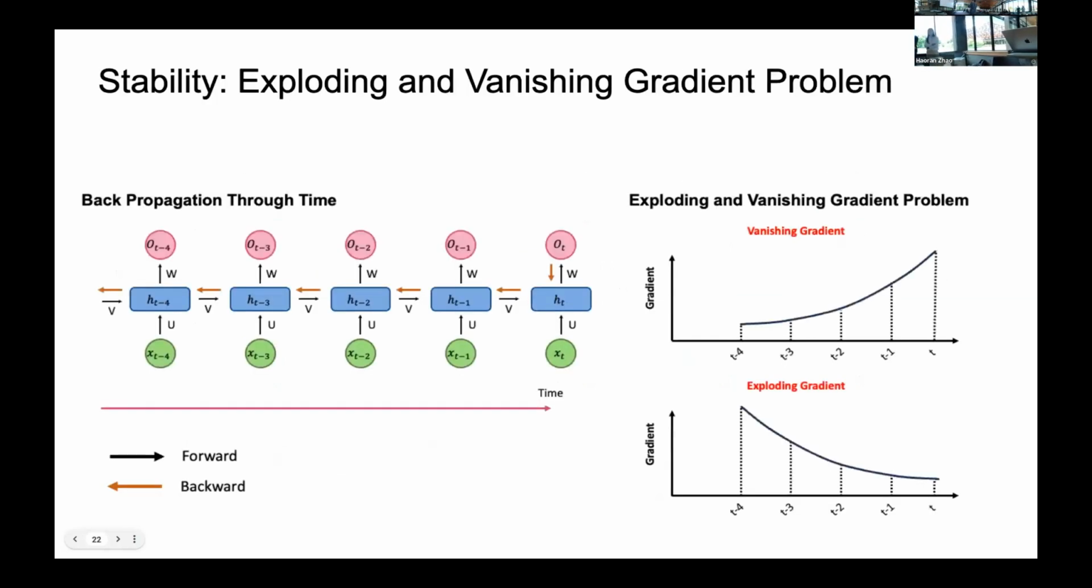But one problem with RNNs is the stability problem, which is the exploding and vanishing gradient. Because we need to do backpropagation, which in RNNs is backprop through time. If the gradient is vanishing, then for the very beginning time steps, it's very hard to update. And if it's exploding, then the model just becomes very unstable.